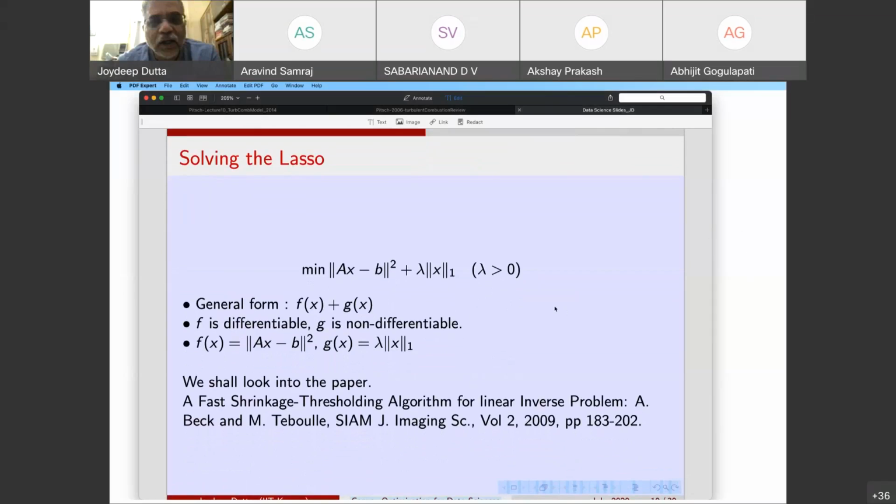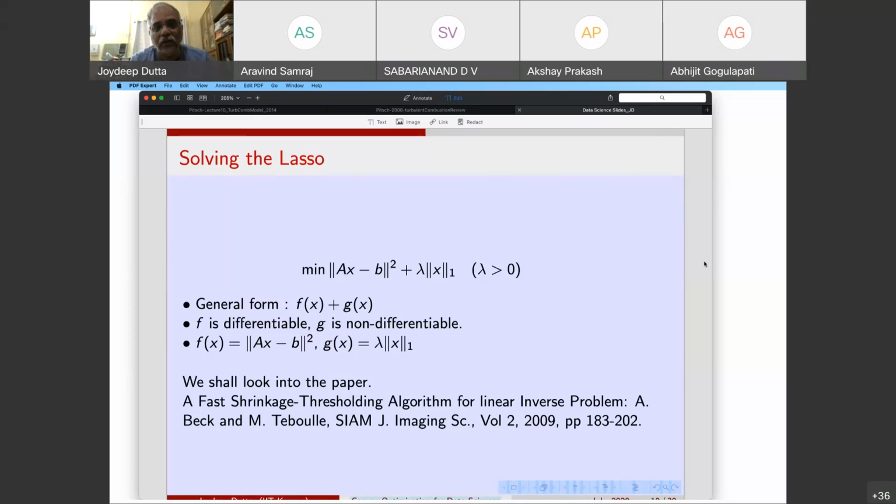Now, look at the structure of this problem. Mathematicians have only one goal in life: generalize the problem as soon as possible and publish the next paper before anybody else does. So the whole idea is to generalize. Here in the Lasso problem, you are minimizing the sum of two convex functions, of which one is differentiable, which is this part, and another which is non-differentiable, which is this part.